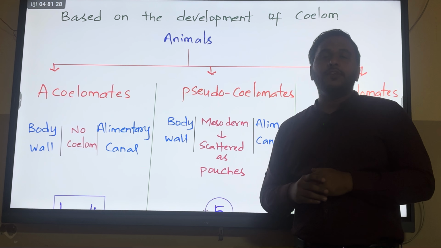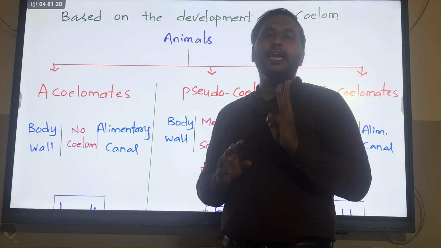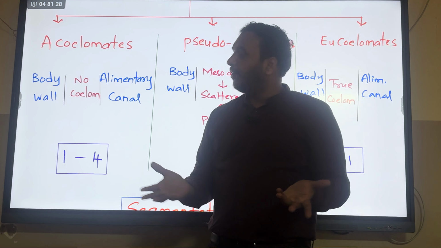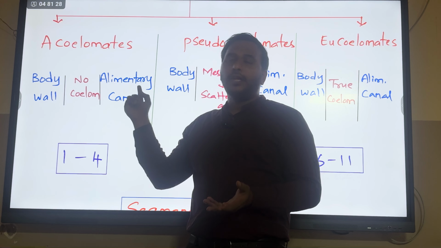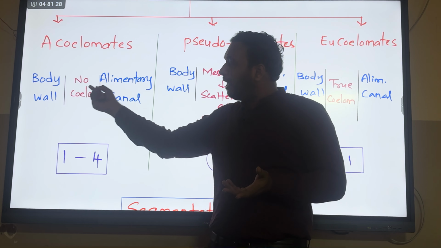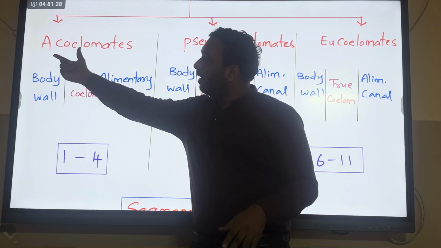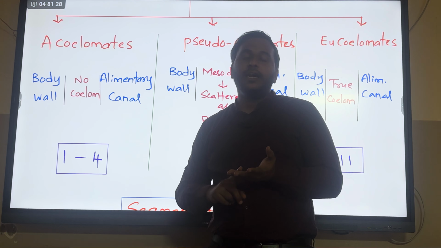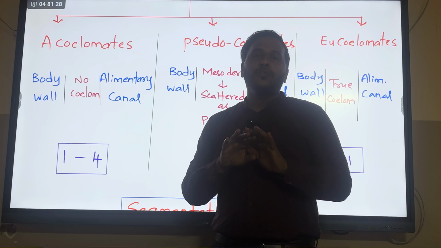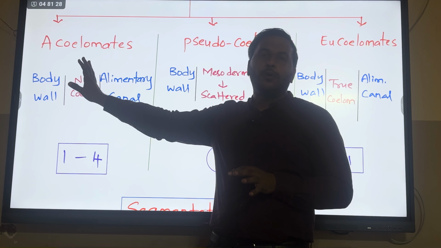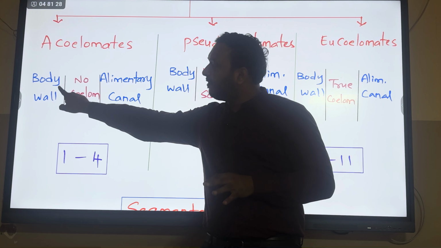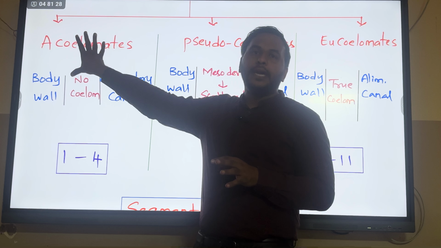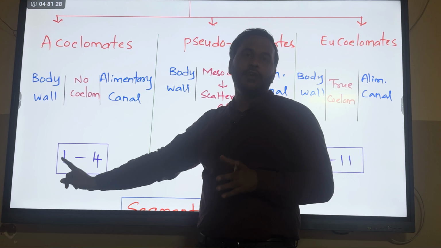Based on the development of the coelom, the animals can be classified into three types. Acoelomates means absence of the coelom between the outer body wall and alimentary canal. Outer body wall, inner alimentary canal, in between there is no coelom, so that's why acoelomates. Phylum number 1, 2, 3, 4, that means Porifera, Coelenterata, Ctenophora, Platyhelminthes. These four phyla will not show any coelom. So you can easily understand: outer body wall, inner alimentary canal, in between there is no coelom. So acoelomate condition.